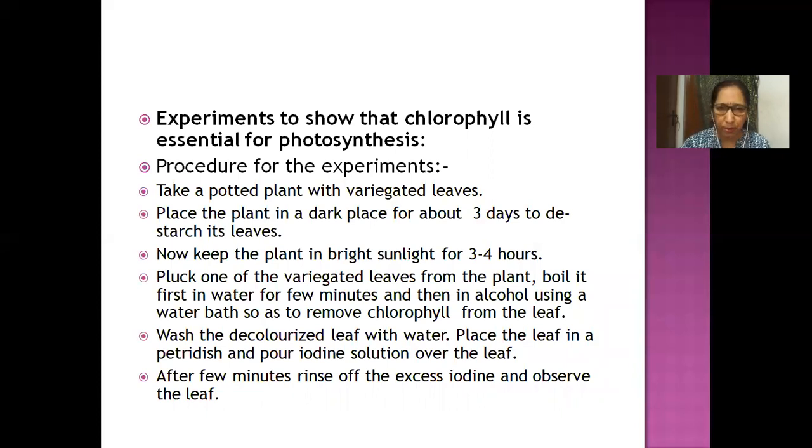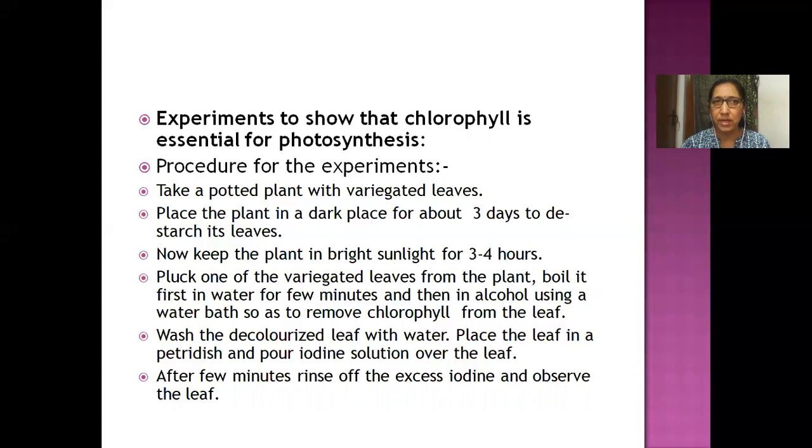Here is the experiment to show that chlorophyll is essential for photosynthesis. What is the procedure for this? Dear students, for all the three experiments, we are going to follow the common procedure here. So we need a potted plant with variegated leaves for this experiment.